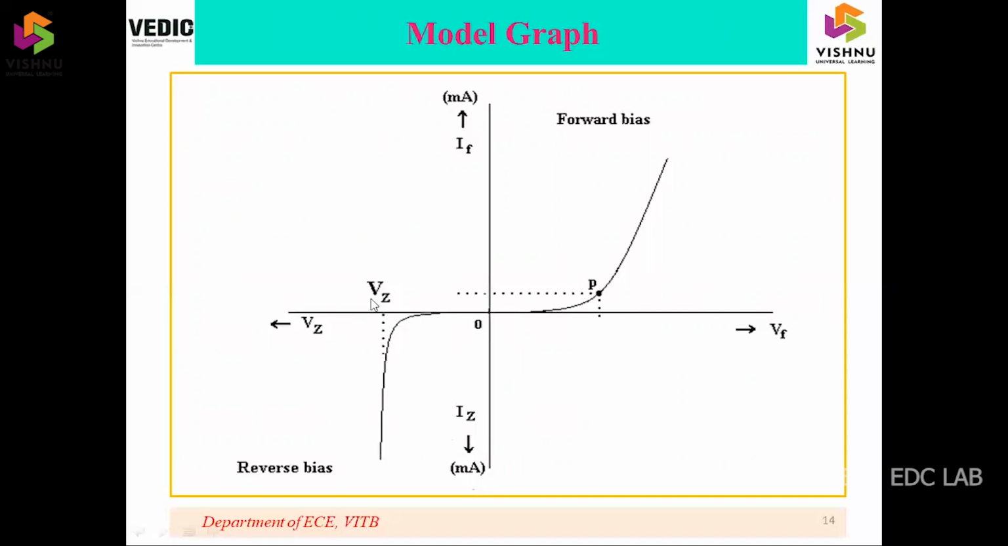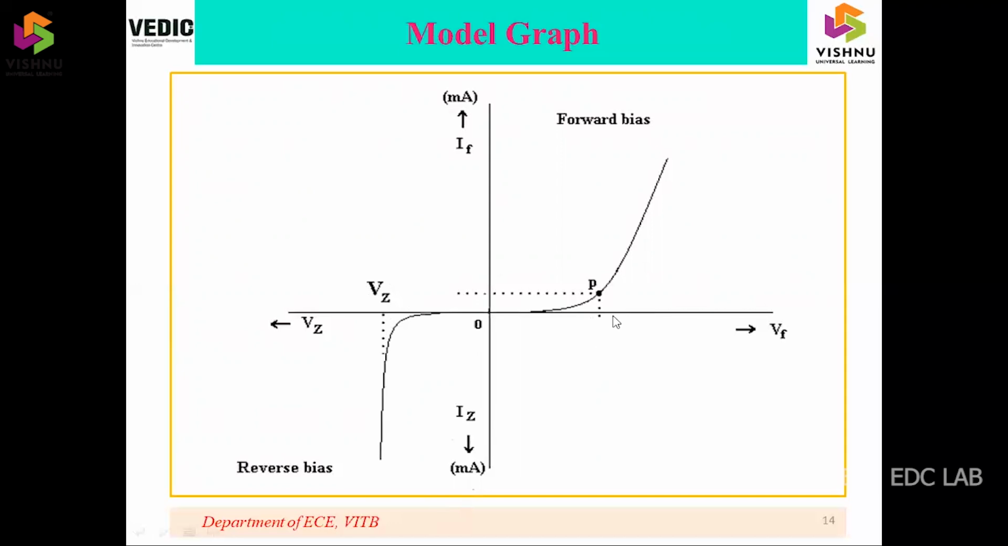If the applied voltage is slightly greater than the breakdown voltage, then a very large current flows through the Zener diode, but the voltage across the Zener diode is almost constant, that is Vz. That's why the Zener diode can be operated in the breakdown region. In the breakdown region, we get a constant voltage across the Zener diode. That's why the Zener diode can be used as a voltage regulator.